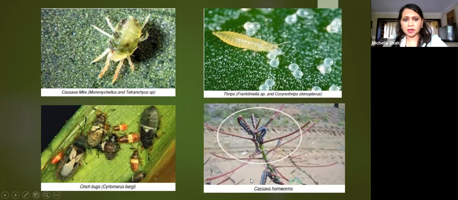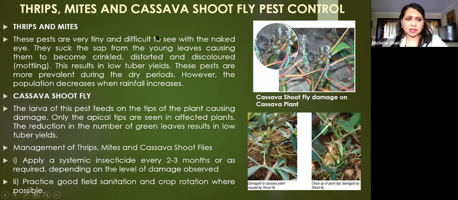Thrips, mites and the shoot fly pest control. These pests are very tiny and difficult to see with the naked eye. They suck the sap from the young leaves, causing them to become crinkled, distorted, and discolored. This results in low tuber yields, and these pests are more prevalent during the dry periods. However, population decreases when rainfall increases.